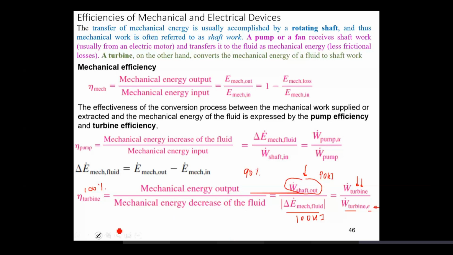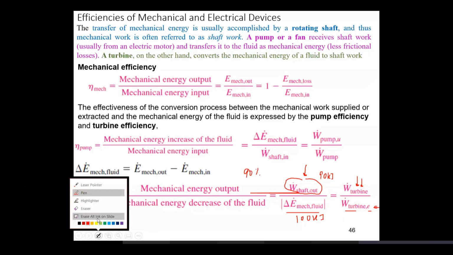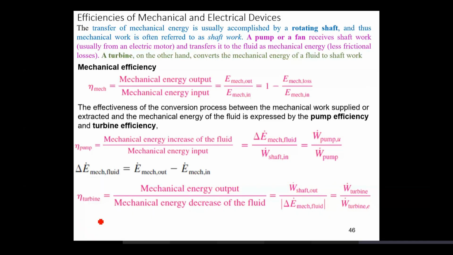Yes sir. This is not clear, I'll explain it again. Clear, sir. All right, I'll explain it once we move on to the next slide. Also, we'll have this again. So the change in mechanical energy of the fluid is written with the absolute sign. Why?